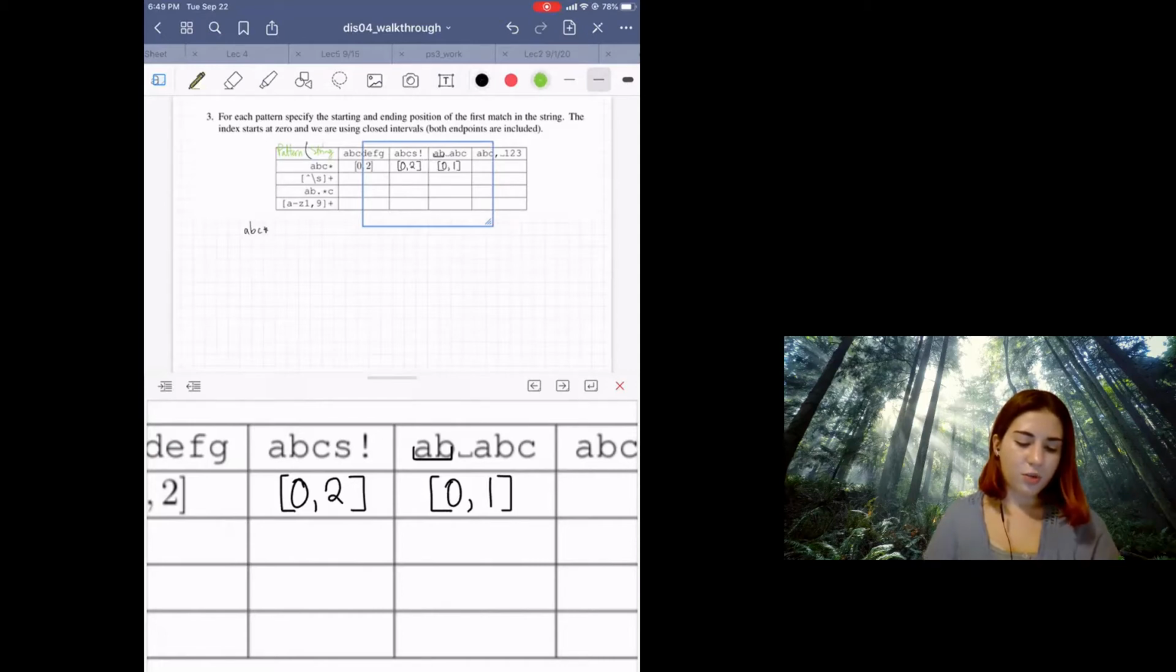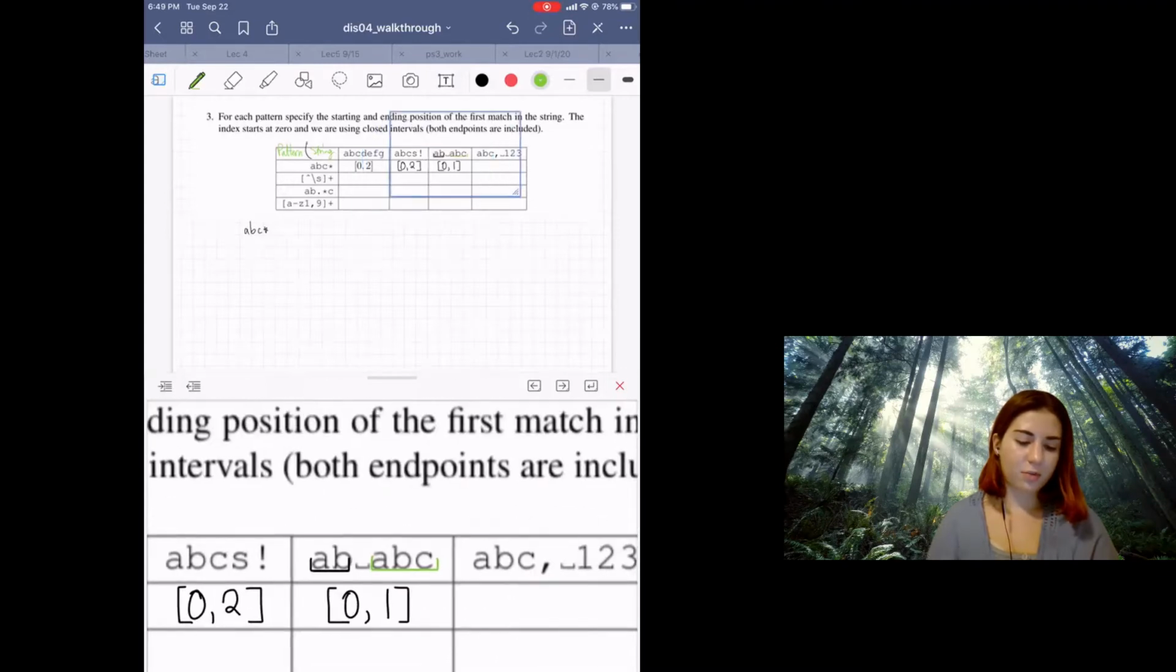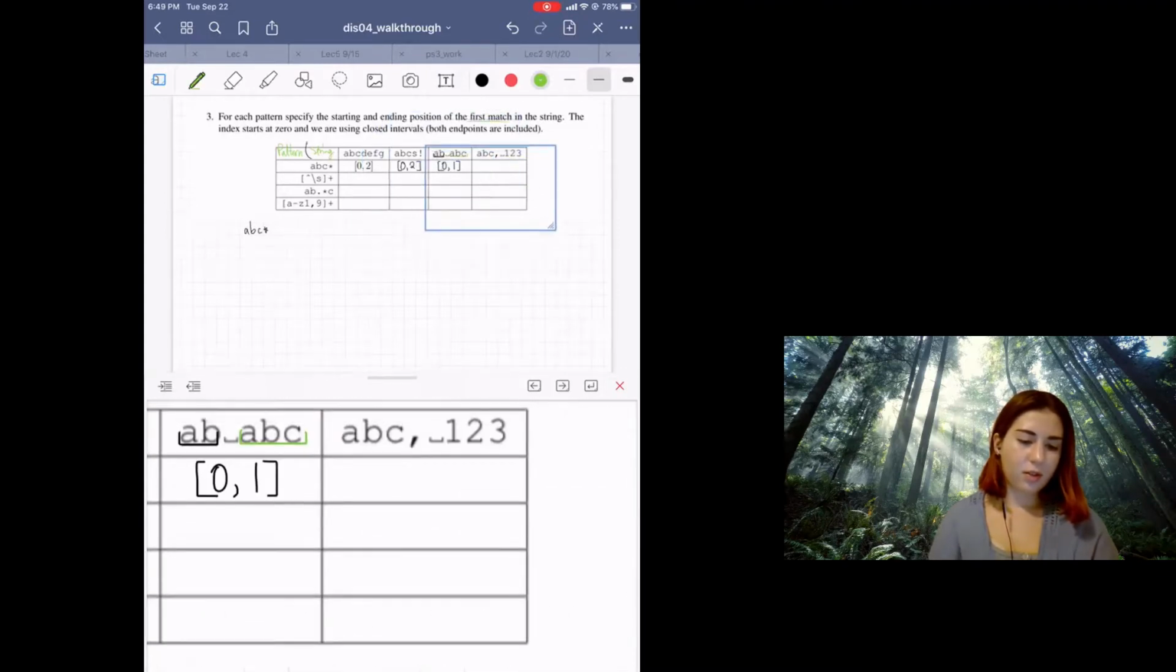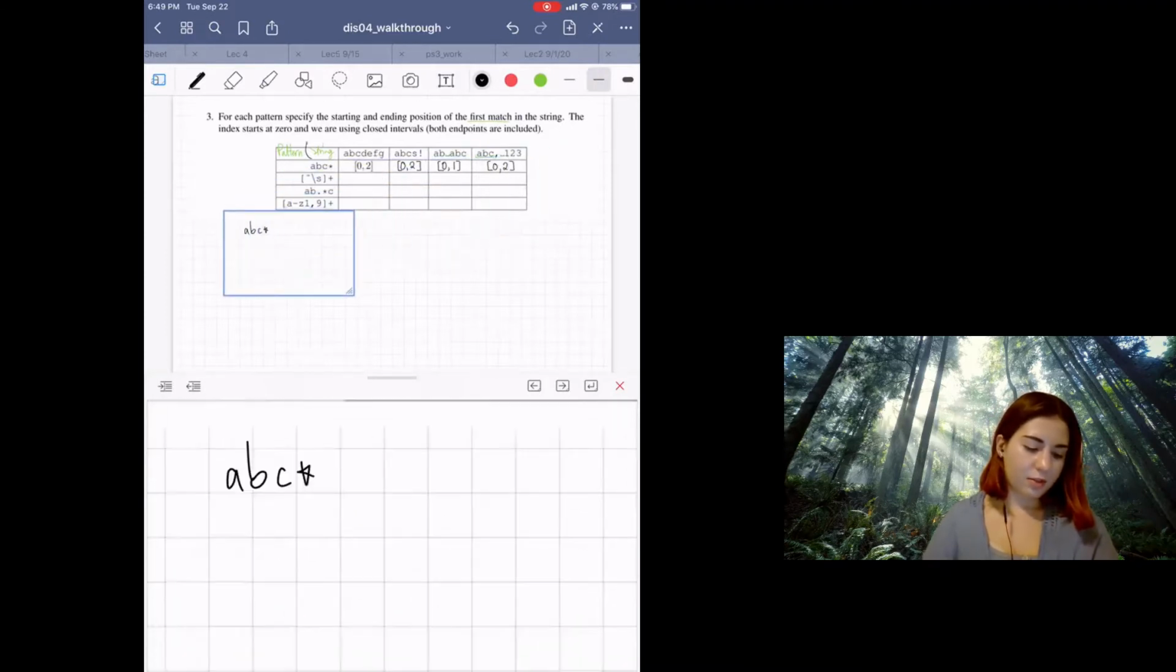Notice that we do have another match in this string, but the problem asks us to specify the start and end position of the first match. Now for the last question, similarly, we have A, B, and C matching our pattern because all our characters are taken literally. So the answer is once again 0, 2. All right, moving on to the next pattern.